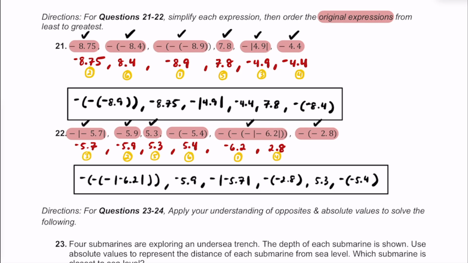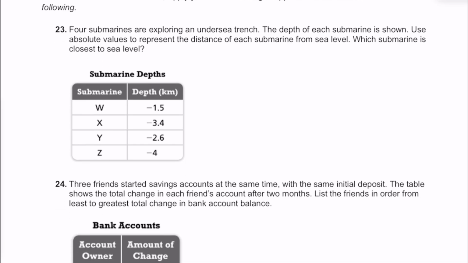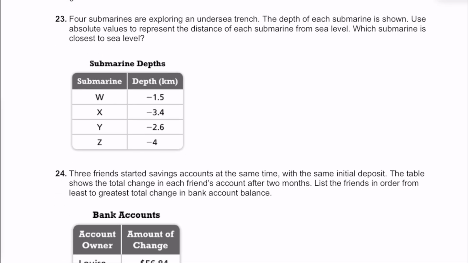All right, let's check out number 23 and 24. We got some application word problems here. So let's apply our understanding of opposites and absolute values to solve these problems. For number 23, we have 4 submarines exploring an undersea trench. The depth of each submarine is shown. Use absolute values to represent the distance of each submarine from sea level. Which submarine is closest to sea level?